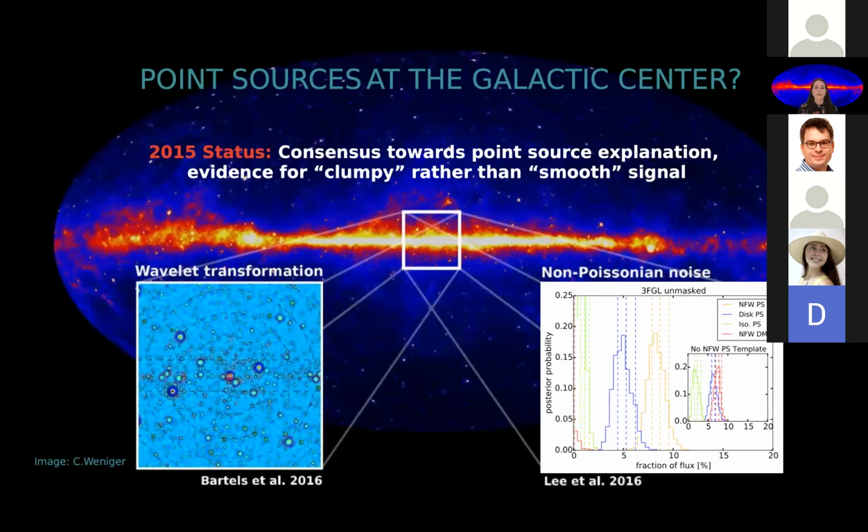In 2015, two independent groups used these two independent methods to come to a conclusion, so there was kind of a consensus on what the conclusion was. And it came back looking like point sources, in that both of these methods found evidence for clumpy rather than smooth signals for the galactic center excess. What you see on the left is from the wavelet transformation, they found some peaks, so these little dots are. And on the right, from the non-Poissonian template fitting, such as putting the different spatial components together and floating them, they found that none of the flux wanted to go into the smooth template. So this was the dark matter template.